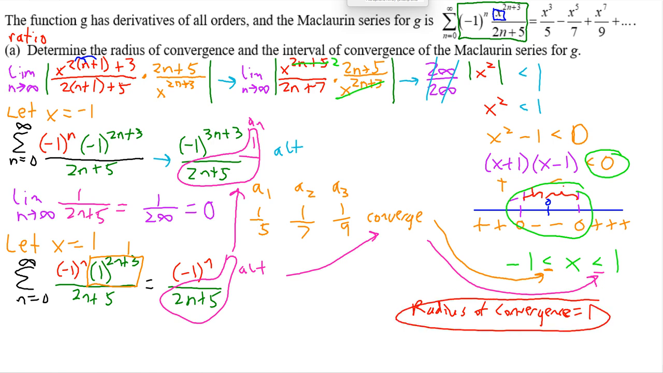And then the interval of convergence. You can write interval notation, or you can just write it just like this. Negative 1 less than or equal to x, less than or equal to 1. Either way is correct.